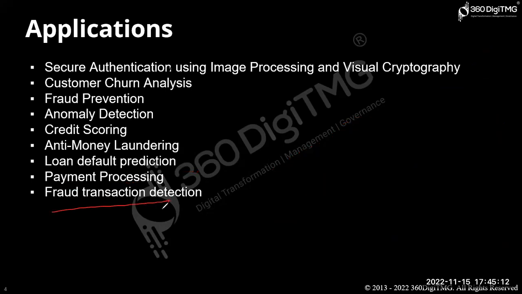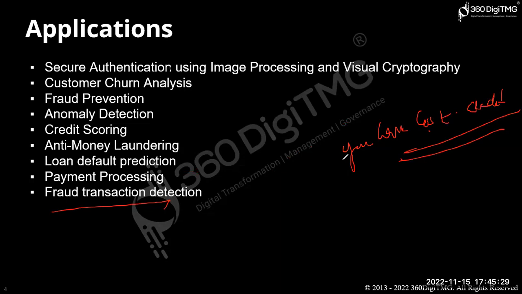Fraud transaction detection. It is one of the classic cases to determine whether a particular transaction is a fraud or not. Let's say you have lost one credit card. You know that, but other people don't, right? So we will be training the machine learning model. We will be having some historical data.